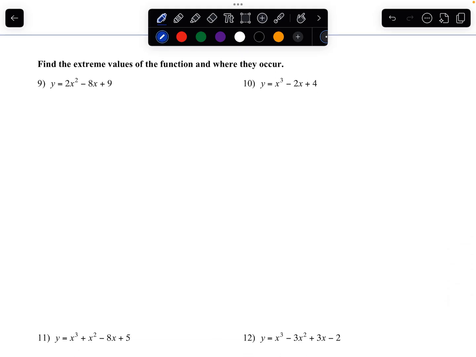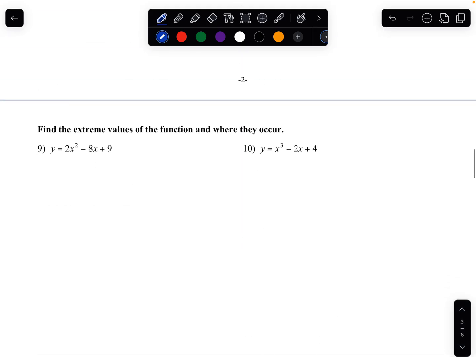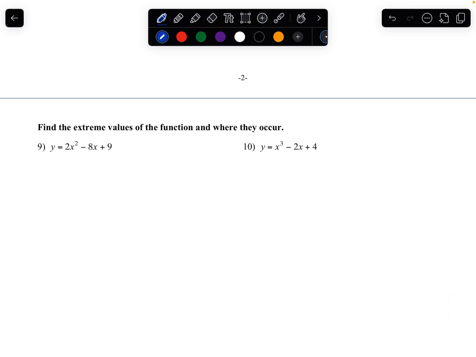All right, so for 9, 10, 11, 12, we're talking about the extreme values. Find the extreme values of the function and where they occur.